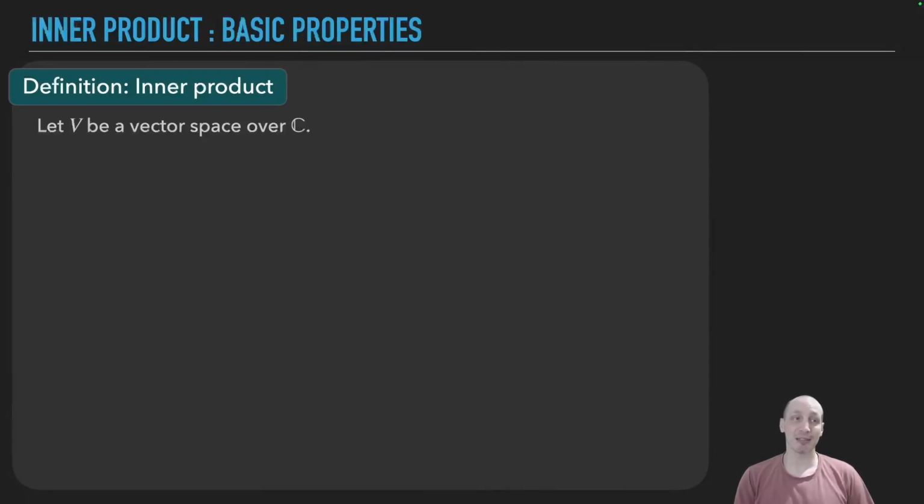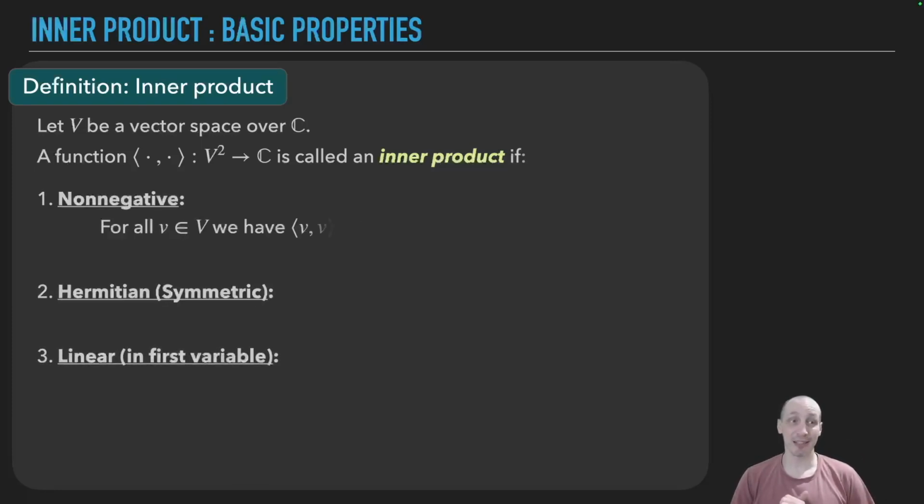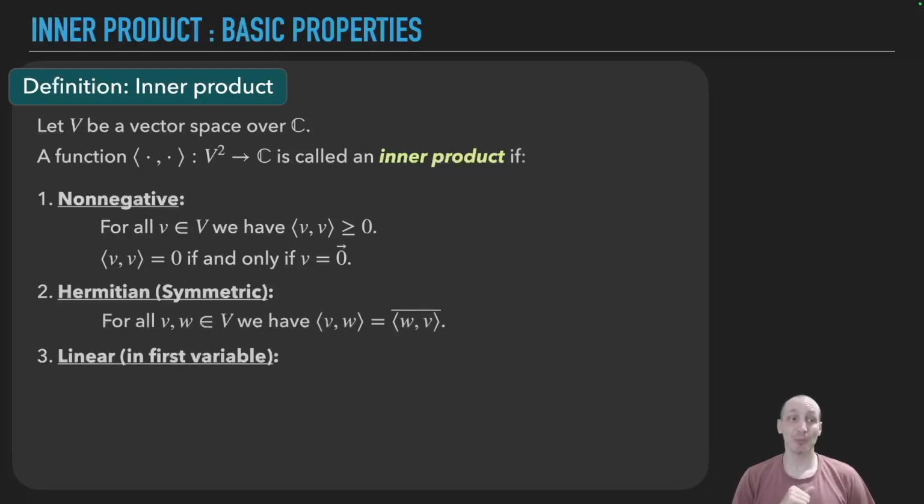An inner product is defined on a vector space over the complex numbers, or over the real numbers if you want. We need a function which takes two vectors and returns a scalar, and it needs to satisfy three conditions. First, it is non-negative: if you multiply a vector by itself, it is non-negative, and in particular v times v is 0 if and only if v is the 0 vector. Second, it should be Hermitian: v times w and w times v are the same up to complex conjugation. If you're over the real numbers, then they are just the same.